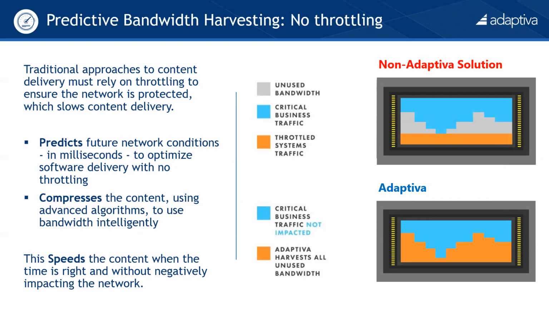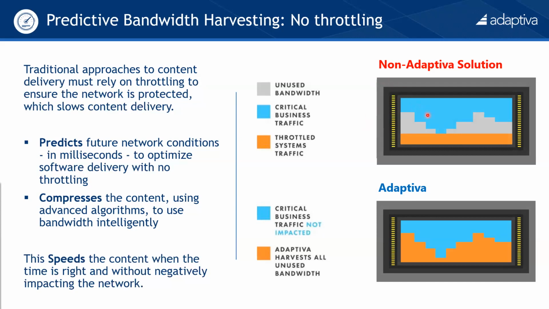And so how can we utilize all of the available bandwidth without impacting business traffic and without having to be throttled and restricted to that thin slice? So if we look at this top diagram here, you can see the non-Adaptiva solution. And this is typical of what we would see with a config manager solution.